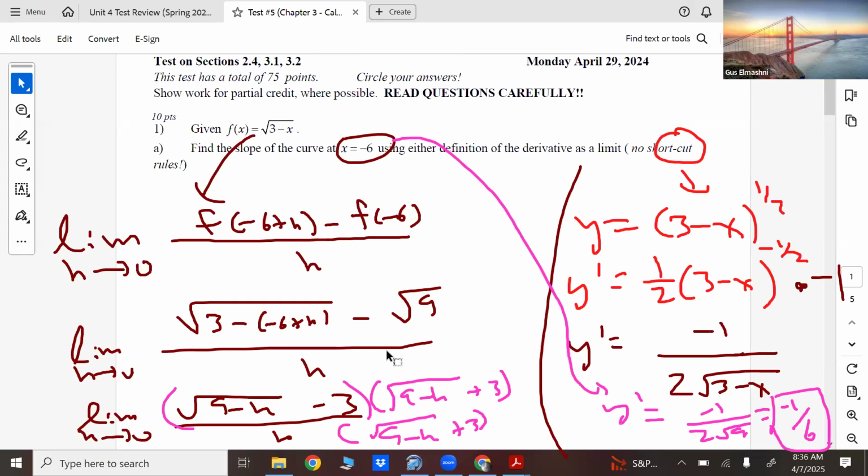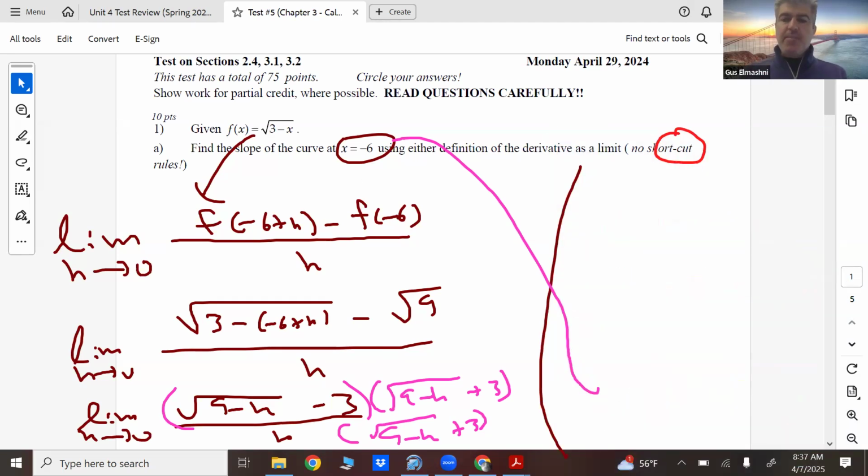So I plug in -6 plus h and -6, right? And when I clean it up, I should get just 3 minus -6, which is 9, and minus h is minus h. And then why did I do the conjugate? Because right now, if I plug in 0, I still get 0 over 0. I need the conjugate so I don't get that happening again.